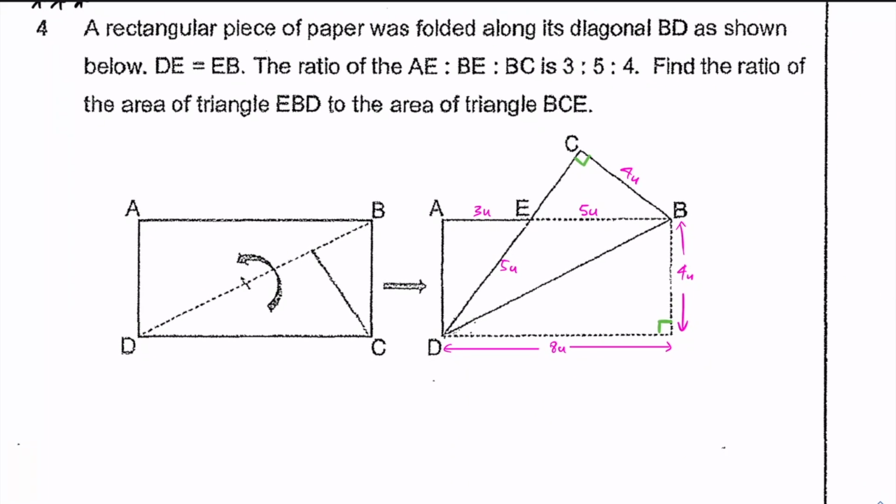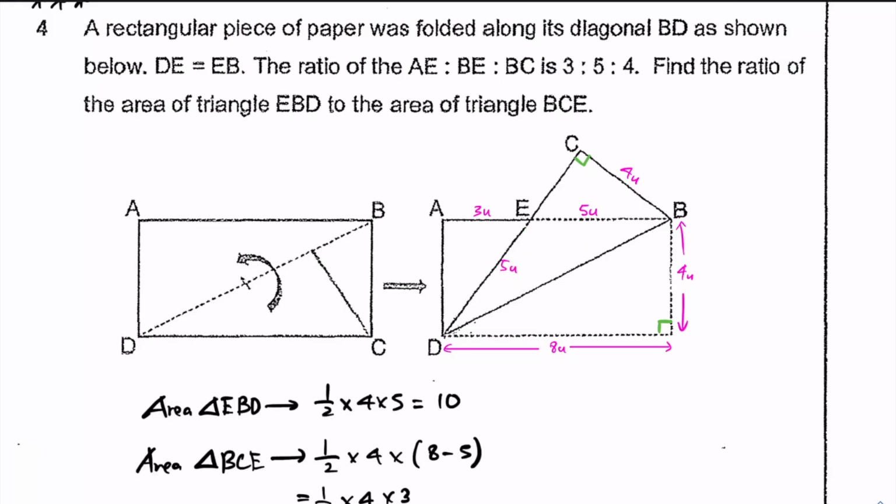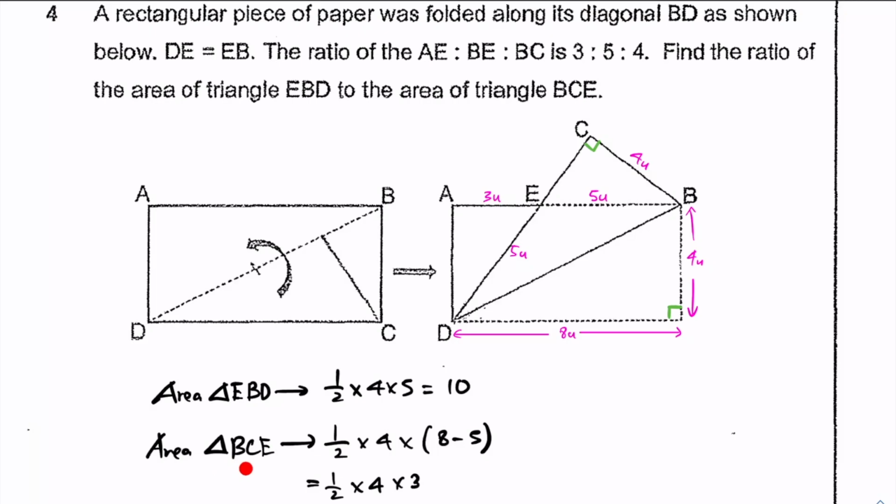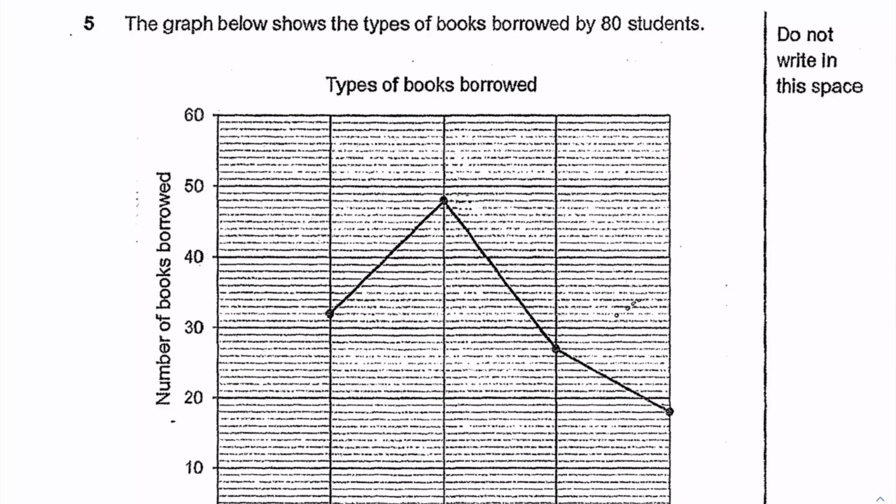Find the area of triangle EBD. Well, that's quite easy, isn't it? So triangle EBD is half times base of 5 times the height of 4. So that's 10 square units. The area of triangle BCE is half times the base of 4 times the height of 8 minus 5, that's 3 units here. So that's 6. So what's the ratio that we need? It's 10 is to 6, which is 5 is to 3. That's the answer.